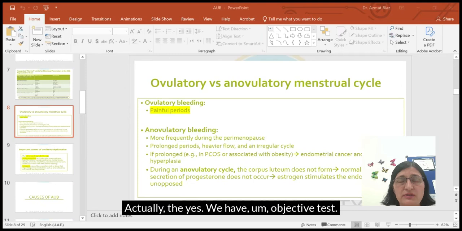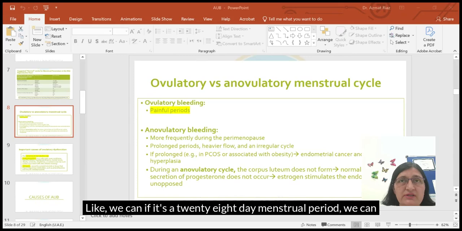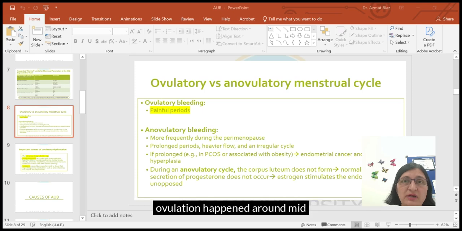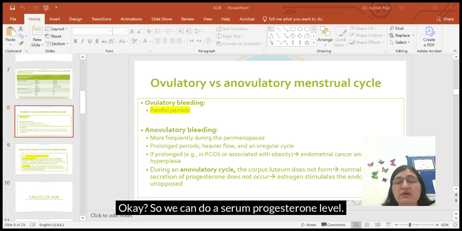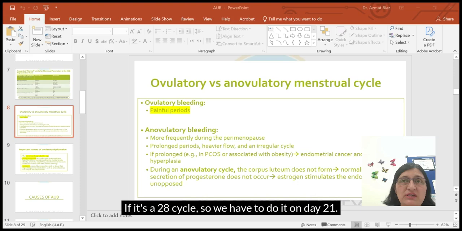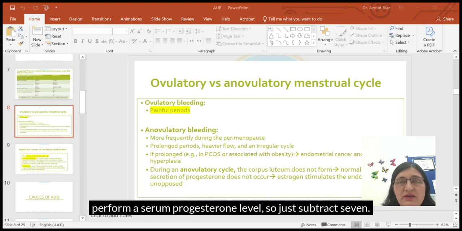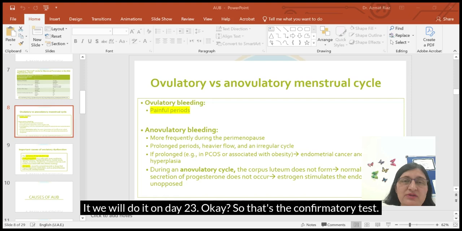Actually, yes, we have objective tests. If it's a 28-day menstrual cycle, the most reliable test to assess whether ovulation happened around mid-cycle is the serum progesterone level. So we do a serum progesterone level on day 21. But if it's, for example, a 30-day cycle, then just subtract 7, and we will do it on day 23. Okay, so that's the confirmatory test.